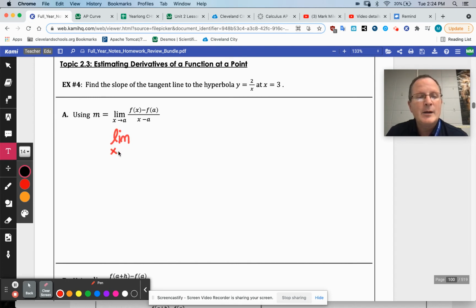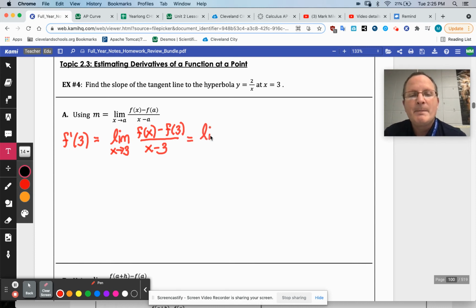as x approaches, is the alternate form they call it, as x approaches 3 of f of x minus f of 3 over x minus 3. Okay, and we might as well call this what it is. This is going to be f prime of 3, the slope of the tangent line when x is 3. Okay, so let's substitute in then.